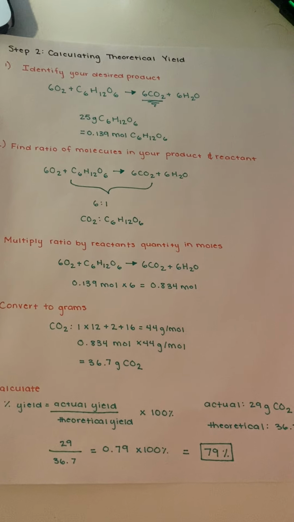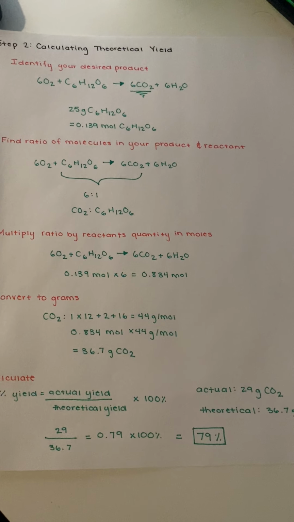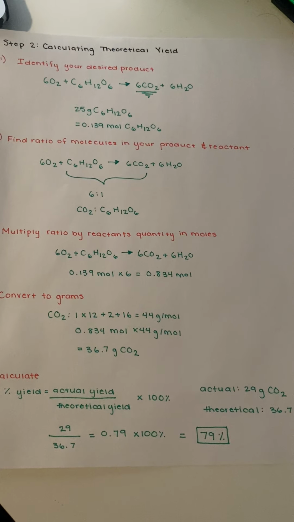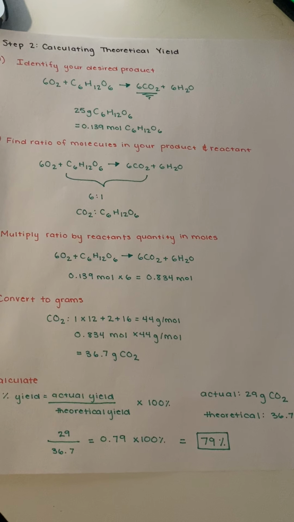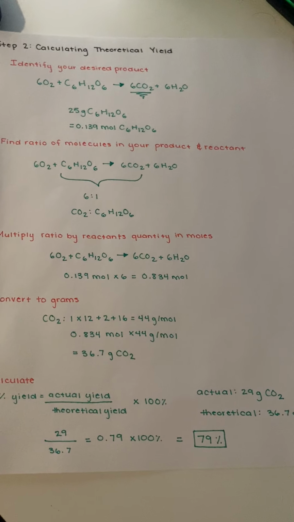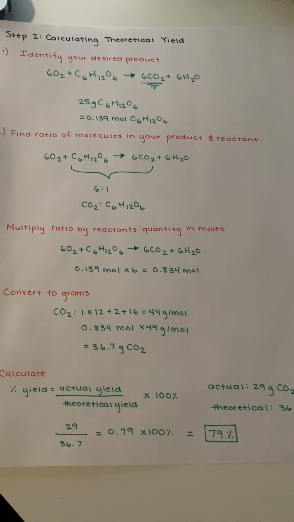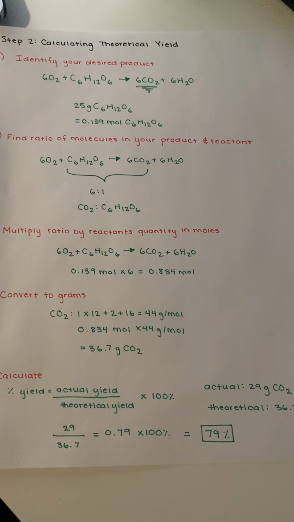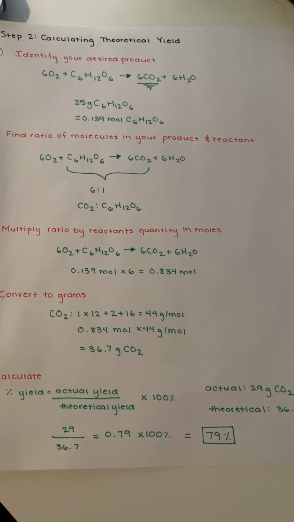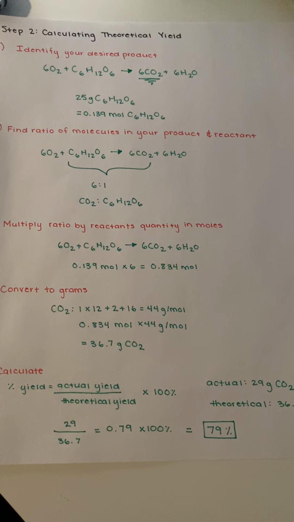So next, we need to find the ratio of molecules in our product and our reactant. So our balanced equation is 6O2 plus C6H12O6. And there are 6 molecules of our desired product, carbon dioxide, and 1 molecule of our limiting reactant, which is glucose. The ratio of carbon dioxide to glucose is 6 to 1. In other words, our reaction can produce 6 molecules of carbon dioxide for 1 molecule of glucose.